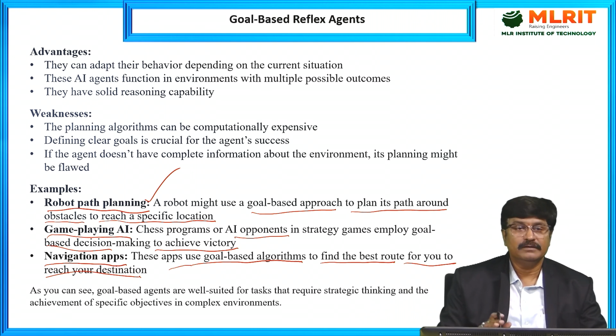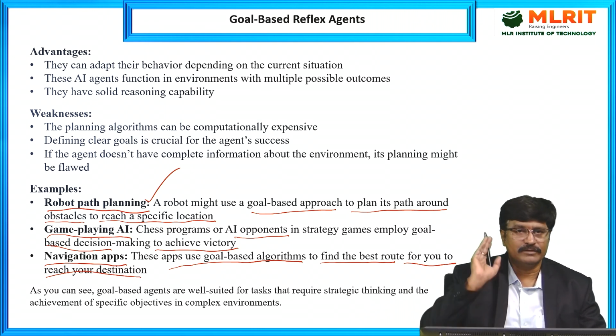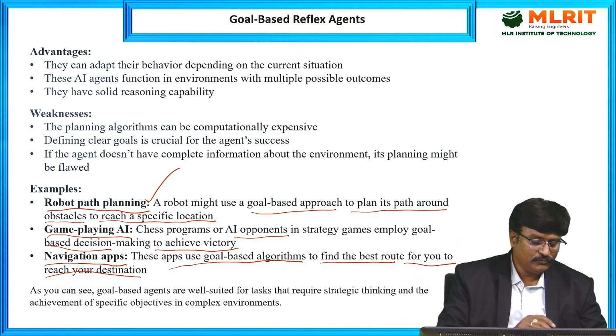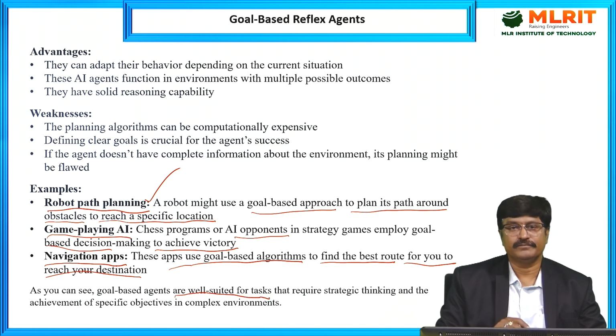So these are a few examples of goal-based agents. Whatever the goal is, first we are setting the goal. How to reach the goal is the important thing in these cases. As you can see, goal-based agents are well suited for tasks, whatever the task is, that it is fulfilling.